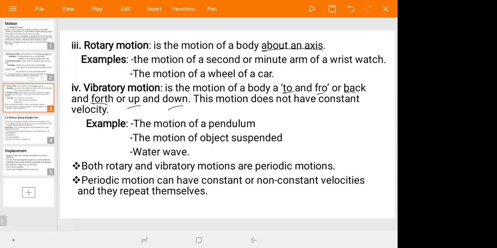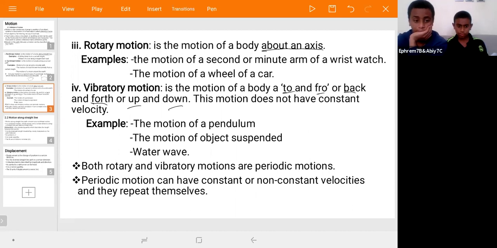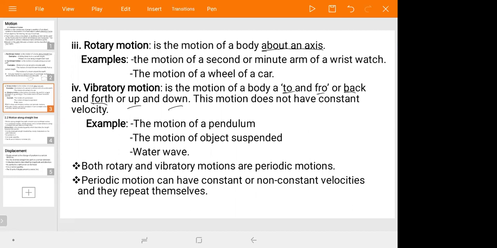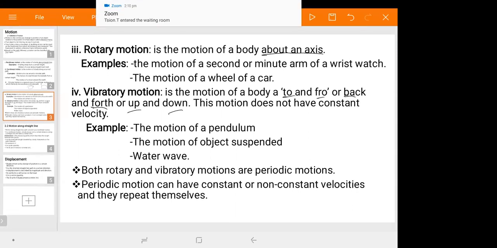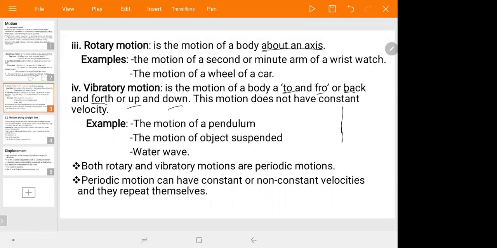Do you know pendulum? It is a type of clock. For example, if you take a pendulum, it goes to here, and again it comes back, and it makes such a kind of motion, back and forth. Such a type of motion is what we call vibratory motion.